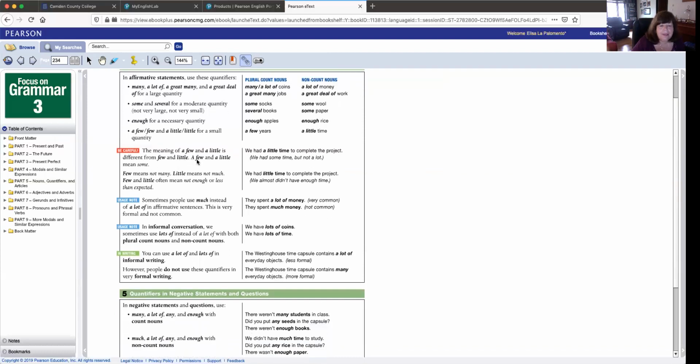And I will point this out to you. However, I don't think anything like this is in your test, but just to point it out to you, sometimes you hear a few and a little, and sometimes you hear few and little without the word a in front of it. And actually, few and a few mean something different. A little and little mean something different. Few without the a means not many, and little without the a means not much. Few and little often mean not enough or less than expected.